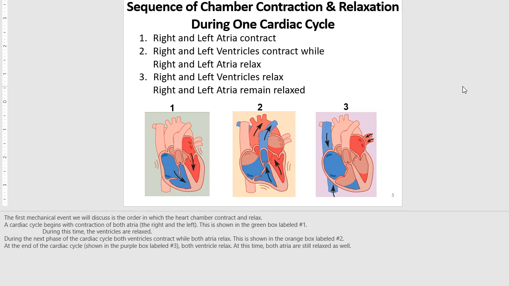During the next phase of the cardiac cycle, both ventricles contract while both atria relax. This is shown in the orange box labeled number 2. At the very end of the cardiac cycle, shown in the purple box labeled number 3, both the ventricles are relaxed. In fact, the atria are also relaxed. Not enough blood has accumulated to open these atrioventricular valves yet, and they haven't contracted, so they're not ejecting blood into the ventricles yet.